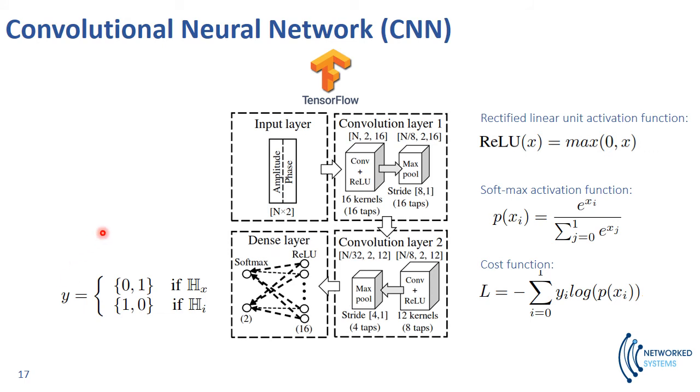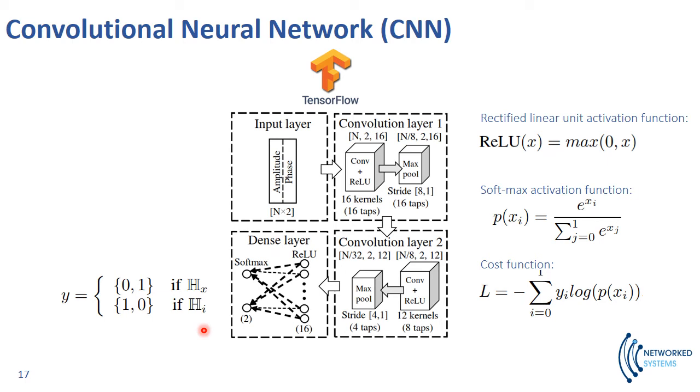We have a convolutional neural network. The input layer is fed by the raw data, amplitude and phase in this case, and the network doesn't need any prerequisite decoding steps. And then we have convolutional layer 1 and the second convolutional layer, and finally the dense layer, which determines the state of the channel.